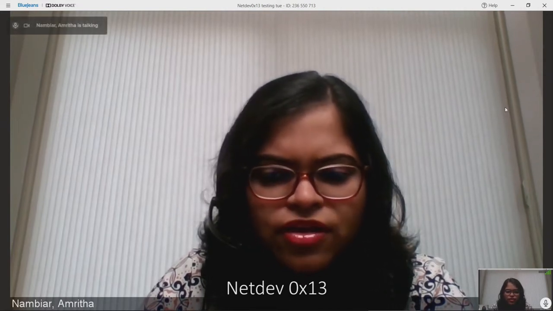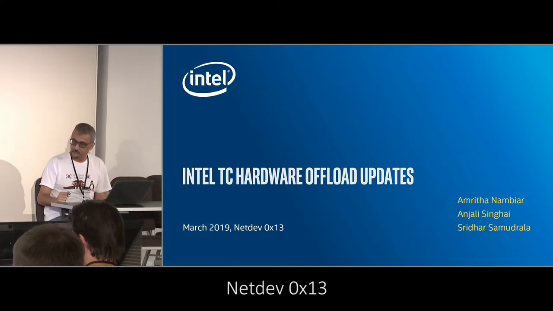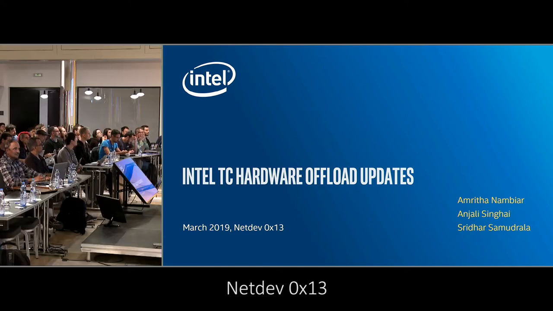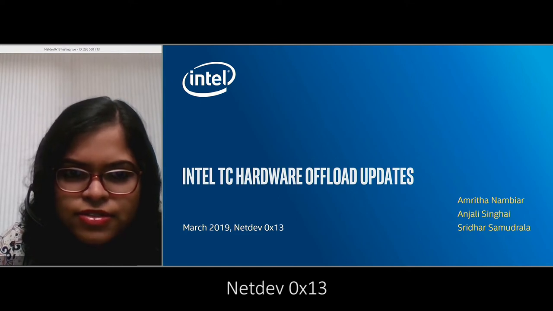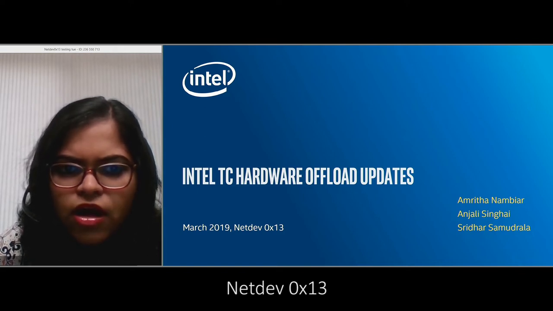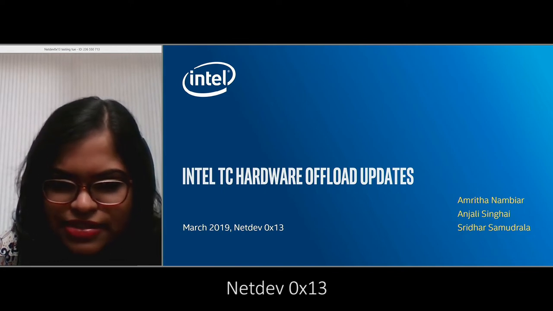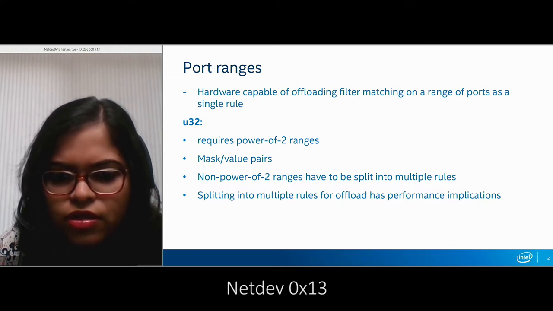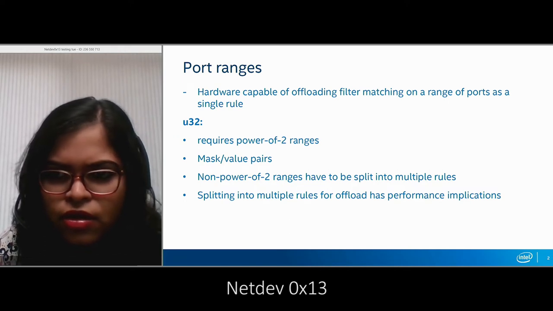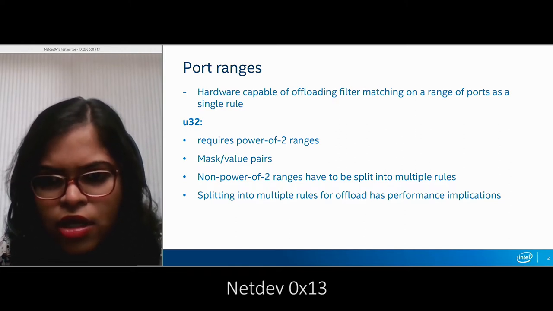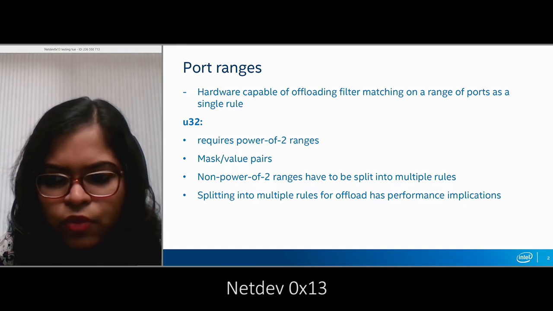So here I go. I just have some very quick updates from Intel on TC hardware offloads. The first thing we started last year was supporting matches on port ranges in the TC classifier. We have hardware that is capable of offloading filters that match on a range of ports, and this can be done as a single rule in the hardware.